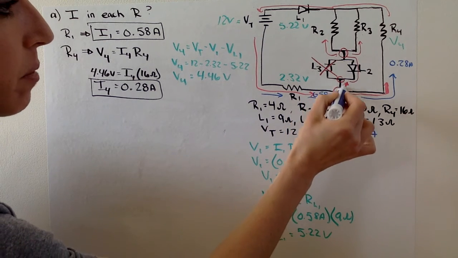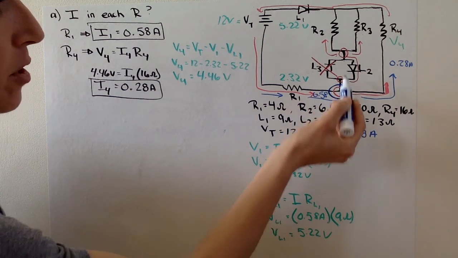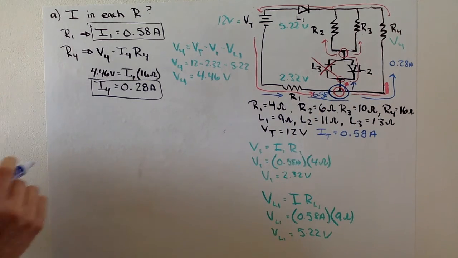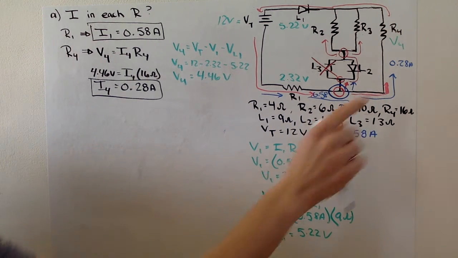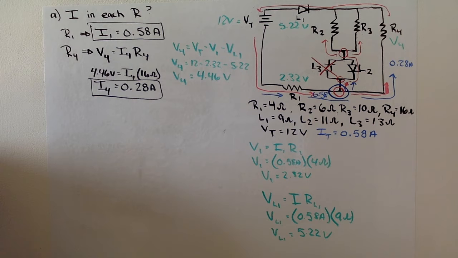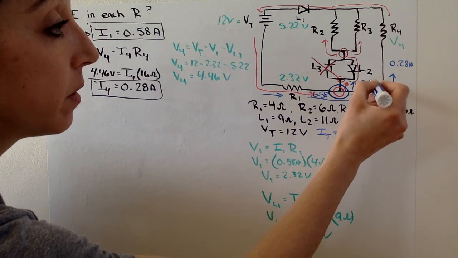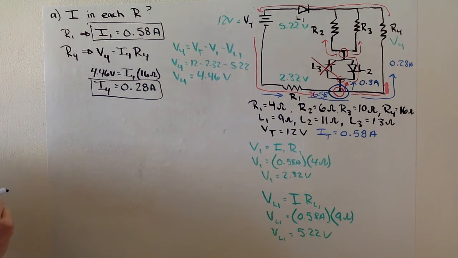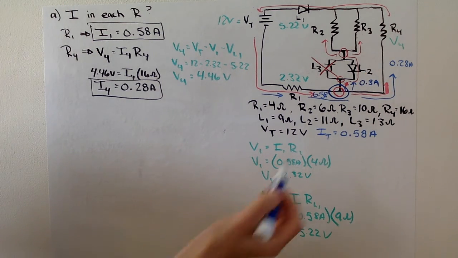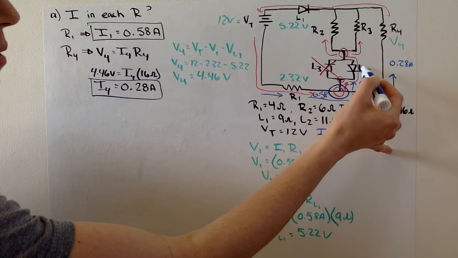0.58, we should be able to figure out at this point how much current decides to go up through L2, because we know how much goes through resistor 4. So we're just going to do some subtraction. You have the total 0.58, and 0.28 of that is going through resistor 4. So the rest of this, 0.3, is going up through L2. We don't really need that right now, but in the future we will. So I'll leave it there.